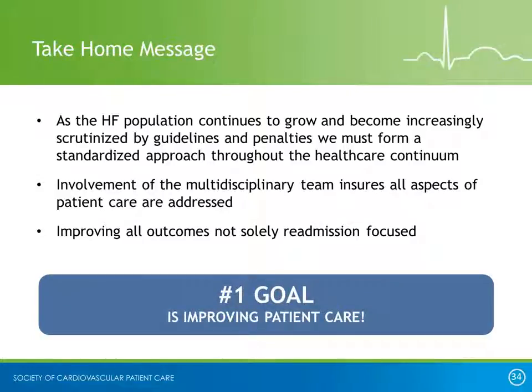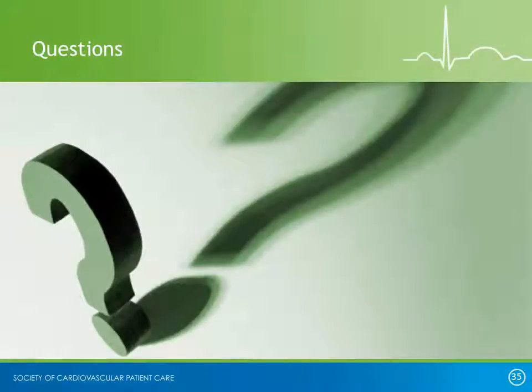The take-home message here is that as the heart failure population continues to grow and become increasingly scrutinized by guidelines and penalties, we must form a standardized approach throughout the healthcare continuum. Involvement of the multidisciplinary team ensures that all aspects of patient care are addressed while the patient is hospitalized, as well as identifying barriers to care. Improving all outcomes and not solely a readmission focus is how you will affect your patient outcomes as an organizational whole. And of course, the number one goal is always improving patient care and outcomes.